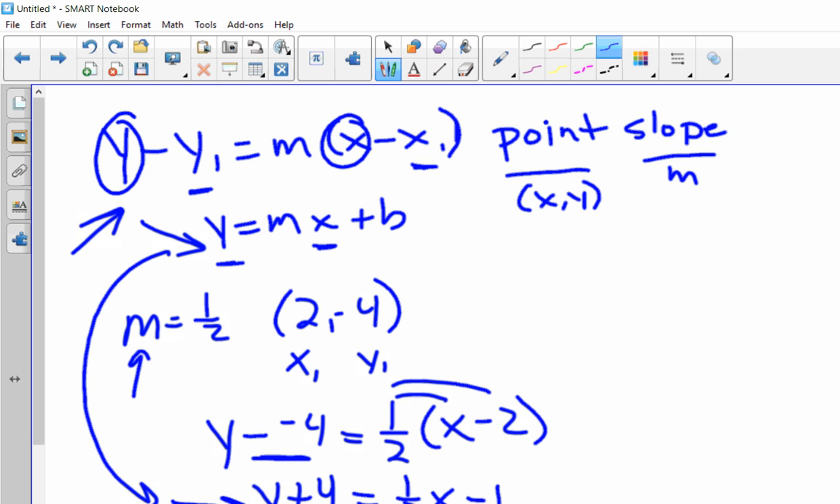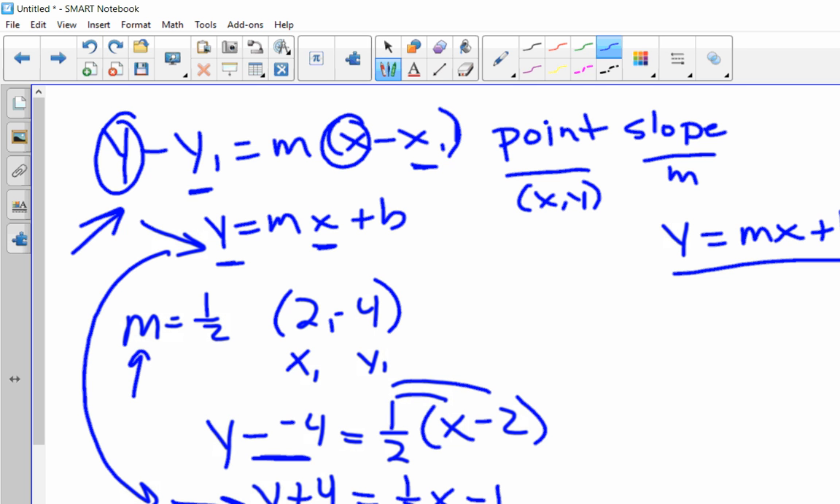Another way to do that is to take the slope intercept form, and some kids like this because this is a little bit more straightforward for them, and since we're kind of using this all the time, it's nice just to keep using it. My suggestion though is you have to know how to do both of these.